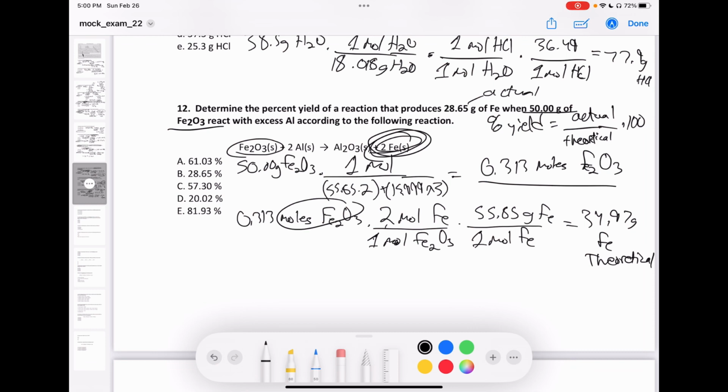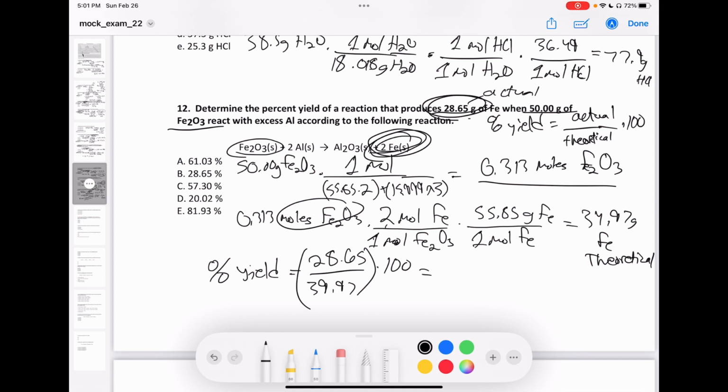because that's how much we would get if everything was perfect, but it's not. So then when we're doing percent yield, we get the actual, which is this, the 28.65 divided by 34.97, our theoretical, times 100. And then we get about 81.92%, or this. I guess I did some rounding differences, but yeah.